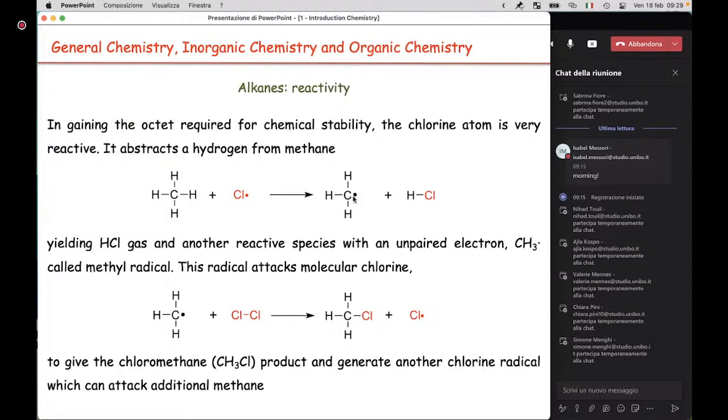another unpaired electron, which is of course very reactive, and this electron, this radical, can react in turn with another chlorine molecule. This is an atom, a radical atom. This is a molecule. And so this radical reacts with another chlorine molecule, producing a different compound, which is called chloromethane.